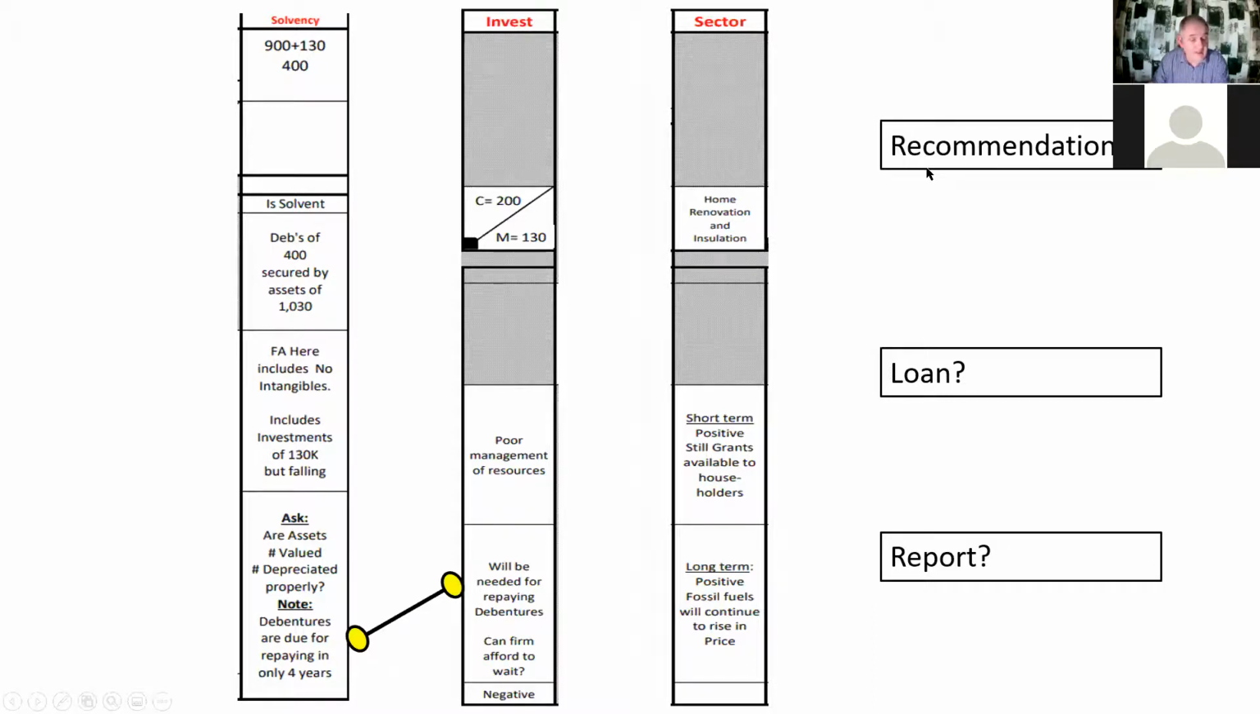Finally, if you're asked to make a recommendation, there are marks going for making the recommendation. So if you decide not to give the recommendation, what you're doing is you're throwing away marks.